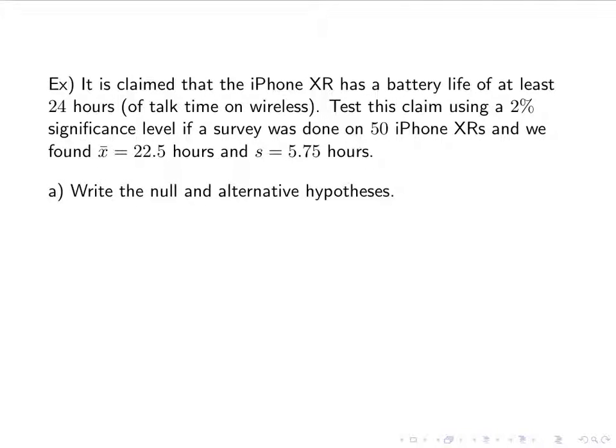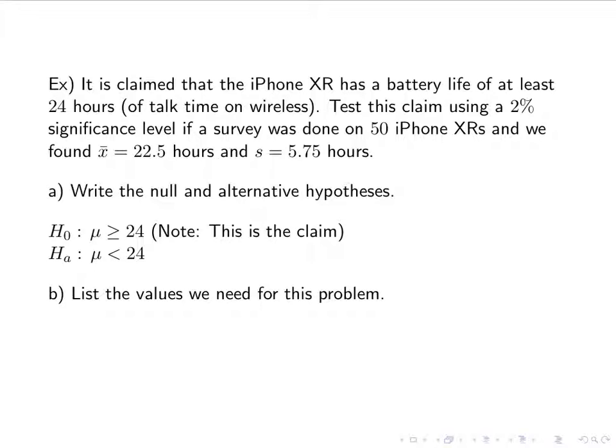So again, step A is write the null and alternative hypotheses. We say it's claimed that the iPhone XR has a battery life of at least 24 hours. At least 24 hours is mu is greater than or equal to 24. Again, there's an equal sign in there, so that must be the null hypothesis. The alternative hypothesis, therefore, must be the opposite. Mu is less than 24.